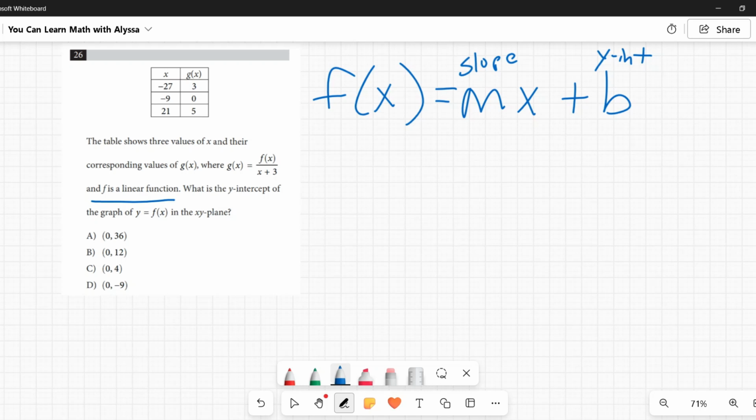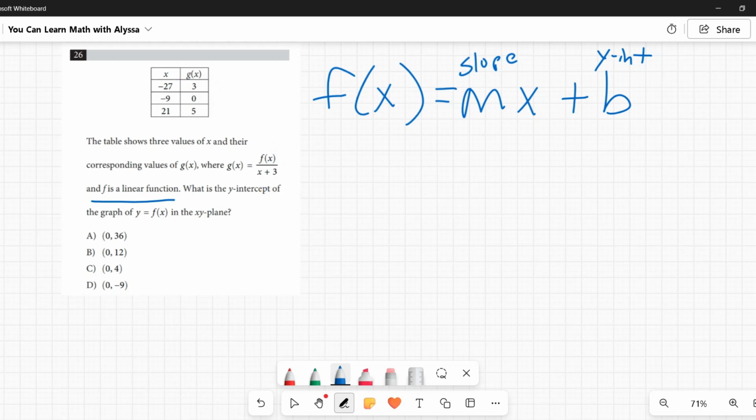But how do we get this? We're not given anything, right? We're given g of x. We don't know any points for f of x, and we don't know the slope. Well, let's look at our g of x. It says that when I plug a number x into f of x, and then I plug it through this into g of x, this is the number I get out. So let's start setting this up.